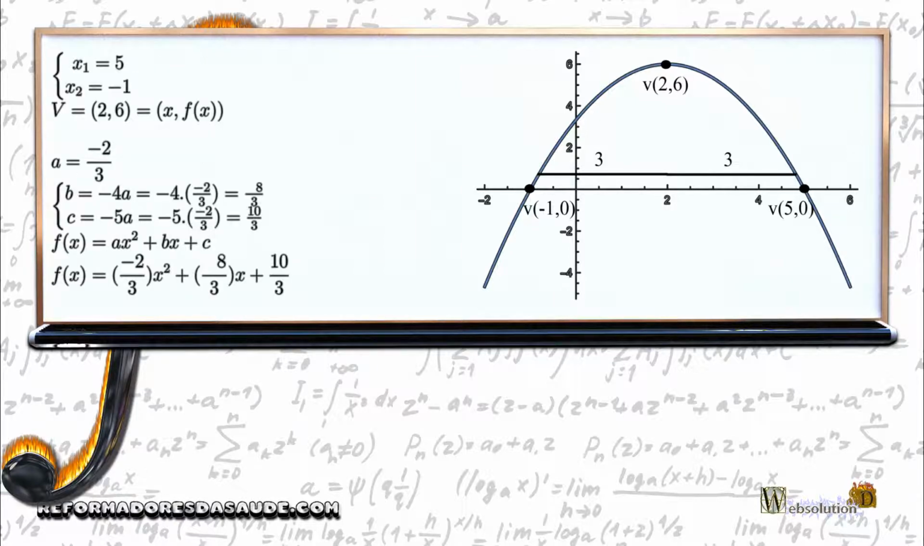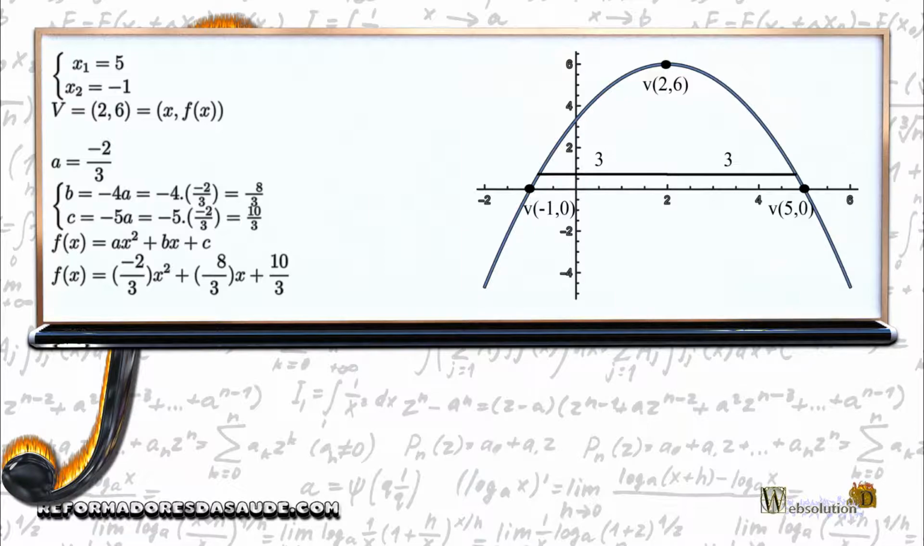Using the result of the sum of the roots, minus b equal to 4a, we substitute the value of a to find the value of the coefficient b. So, minus b equals 4a. Minus b equal to 4 times minus 2 over 3, so b equals 8 over 3. Then we find the value of the coefficient b, which is equal to 8 over 3.